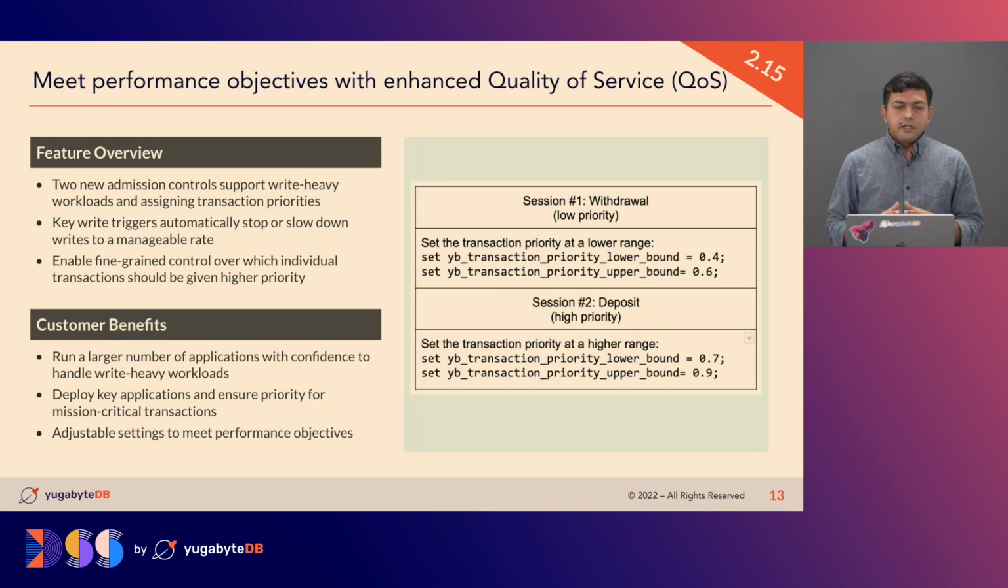For example, imagine a financial service use case where you want to perform a deposit and a withdrawal at the same time. In order for the deposit to proceed first, you need to give higher priority to deposit transactions. So to achieve this, you need to set the transaction priorities for both these transactions.